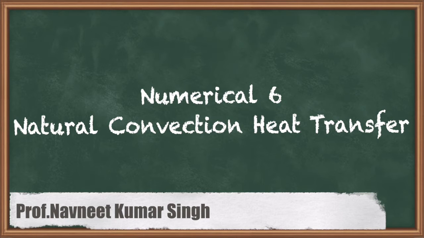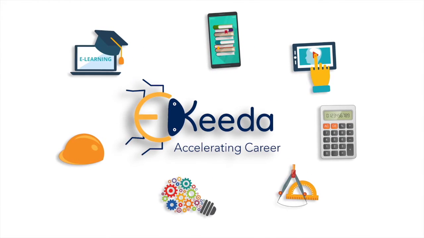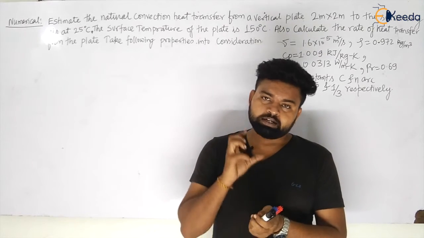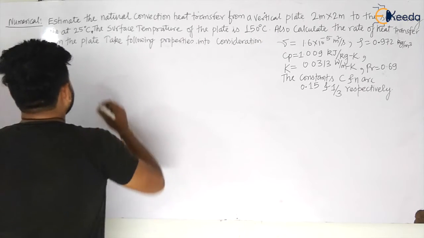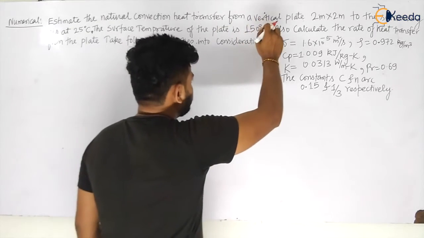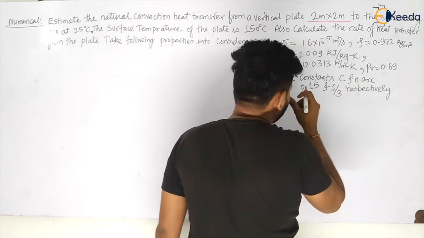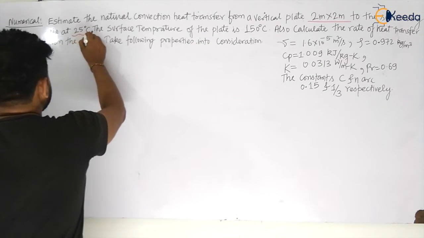So my dear students, let us see a good question on natural convection. Hope you have felt the concept. Okay, now I am reading the question. Focus on the board, my dear students. Let us see. Estimate the natural convection heat transfer from a vertical plate of 2 meter and 2 meter area to the surrounding air at 25 degrees Celsius.